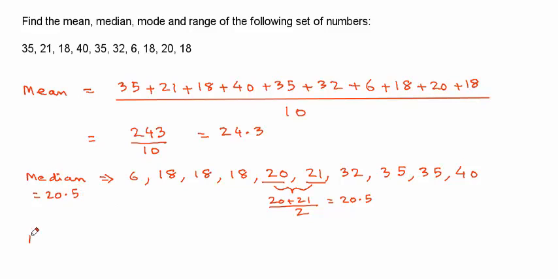How about the mode? That's easy. If you look at the sorted list, there are 3 18s and there are 2 35s. The rest are all 1s each. So the mode is 18, the number that appears the maximum number of times. And the range, of course, is the highest, that's 40, minus the lowest, that's 6. So this is 34. That's how you find the mean, the median, the mode, and the range.